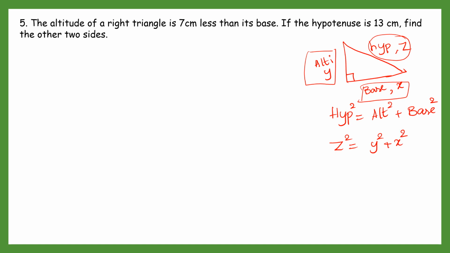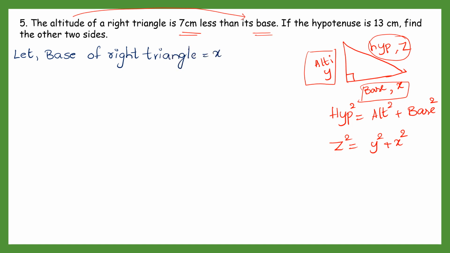They told that the altitude of the right angle triangle is 7 centimeters less than the base. That means the altitude is depending on what? The altitude is depending on the base. So let us consider the base first. Let the base of the right triangle be x. They told that the altitude is 7 centimeters less. So the altitude of the right triangle will be what? 7 centimeters less than the base. The base is x, so 7 centimeters less means x minus 7.